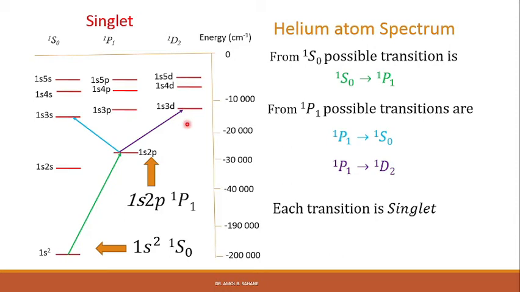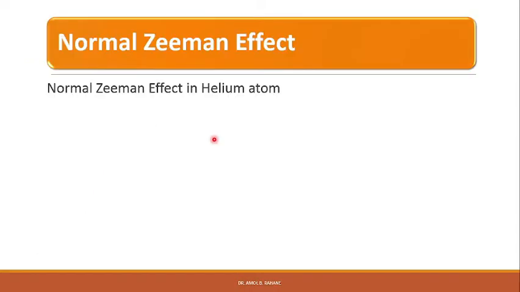So each transition in this case is a singlet, because each level is singlet, and therefore all the transitions are singlets, right? In the case of the helium atom, when the weak magnetic field is applied, we can see the normal Zeeman effect, right? In the absence of an external magnetic field, each spectral line is singlet in the helium atom, and for singlet to singlet transitions, we get a single spectral line. When the weak magnetic field is applied, the 1P1 level, that means the singlet P1 level, will split into 3 energy levels of different Jz values.